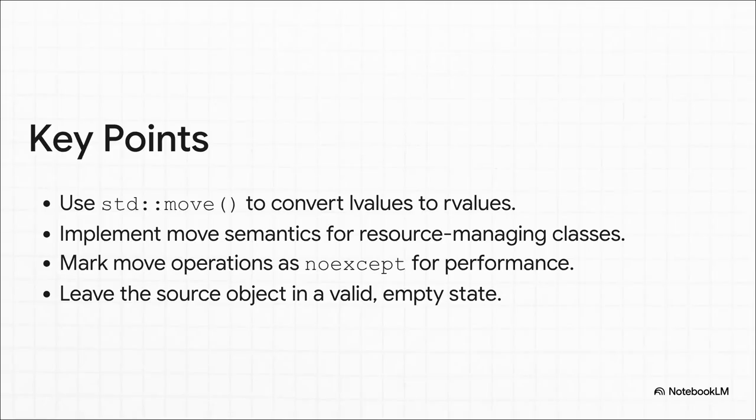First, use std::move when you want to explicitly say it's okay to move from this object. Second, if you're writing a class that manages resources like memory or a file handle, you should absolutely give it a move constructor and a move assignment operator. Third, mark them noexcept. This gives containers like vector even more opportunities to optimize. And last but not least, always remember to leave the object you move from in a valid, predictable, but empty state.